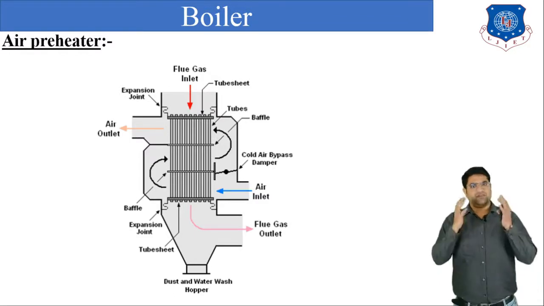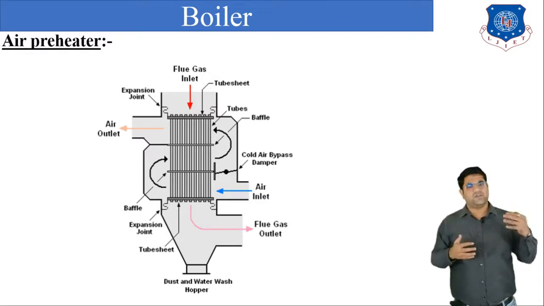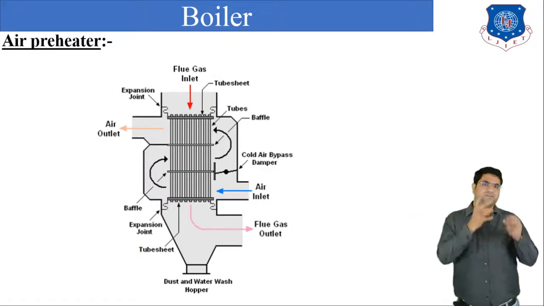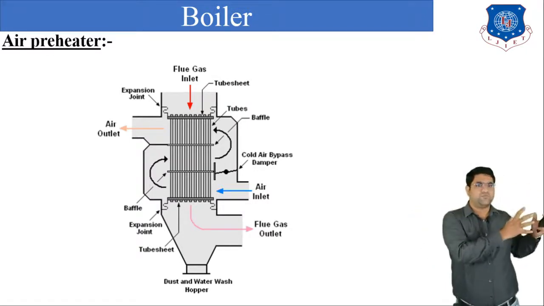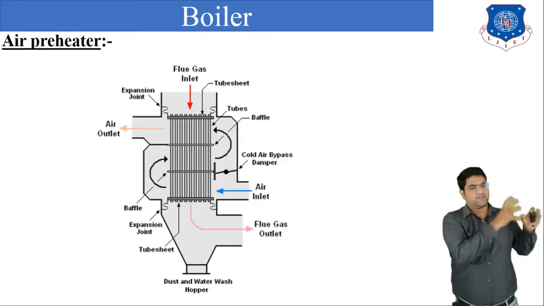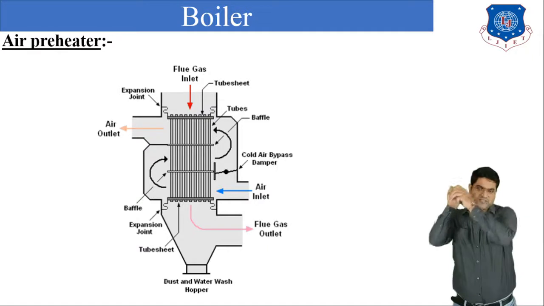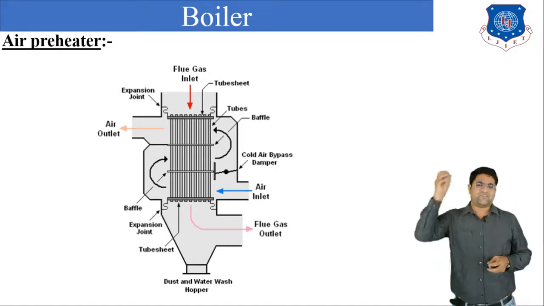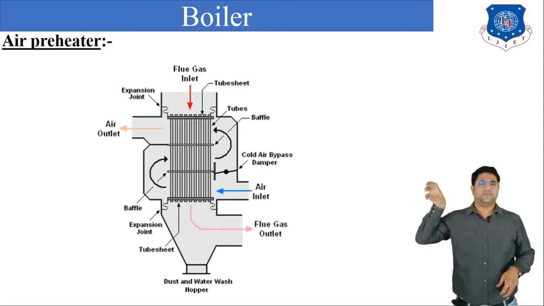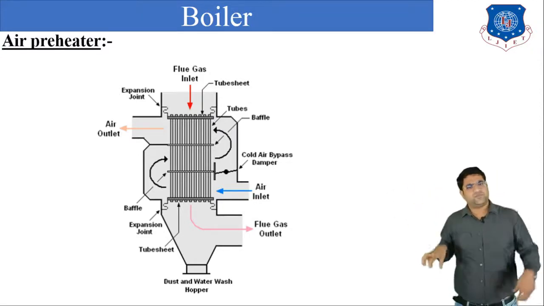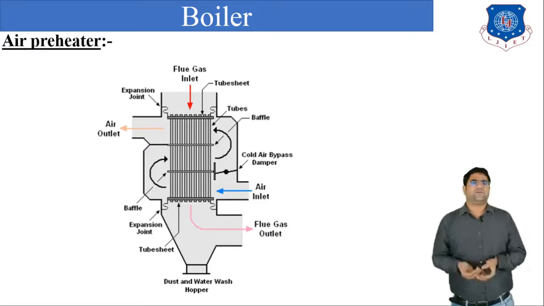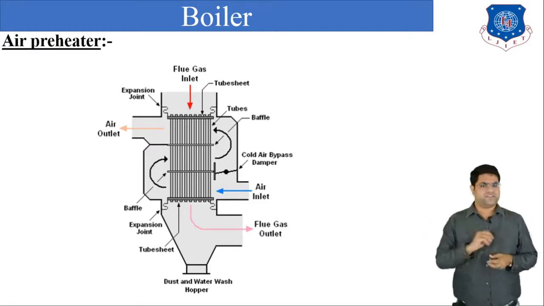When we were discussing the Cochran boiler, we already discussed that after giving heat to the water, the flue gases come into the smoke box. So the waste gases are collected in the smoke box. Those waste gases we use in this air preheater to preheat the air. Then after giving the heat to the air, the flue gases go to the atmosphere through the chimney. So we use that heat of the waste gases.